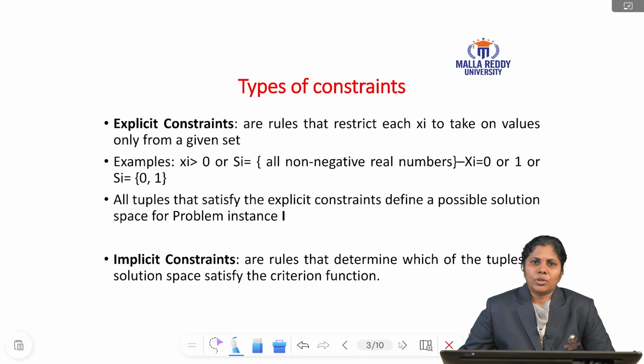In order to find a solution for a problem, we require to satisfy two different types of constraints: one is the implicit constraint, the other is the explicit constraint. Explicit constraints restrict each xi to take values from a given set, where each xi is either greater than 0, or it is 0 or 1. Implicit constraints specify the rules which satisfy the criteria function.